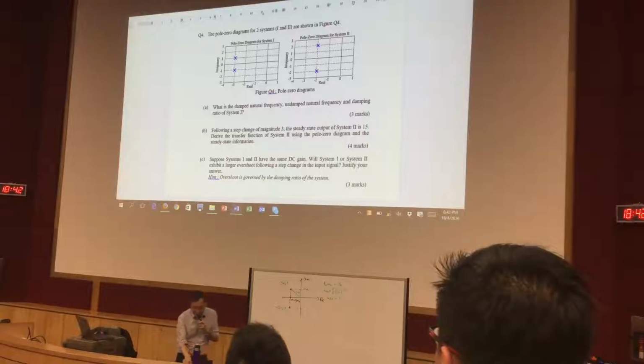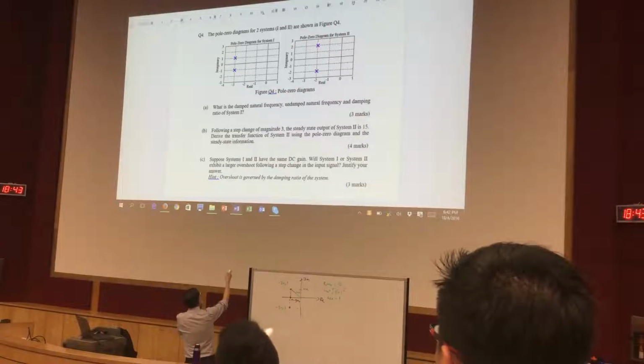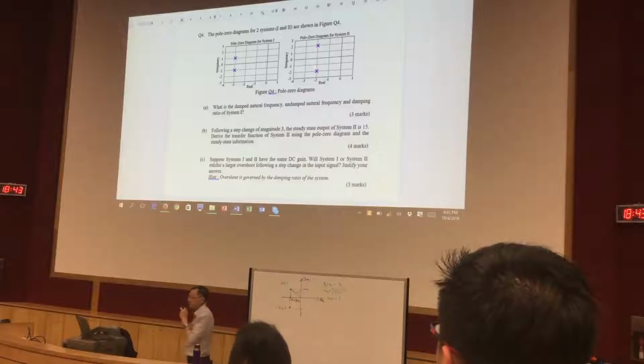If you look carefully at system 2, these are the poles. It's at -2. Again, this is the real axis, this is the imaginary axis. So it's -2 plus or minus j2. You see, j2 here, minus j2 here. Those are your two poles.